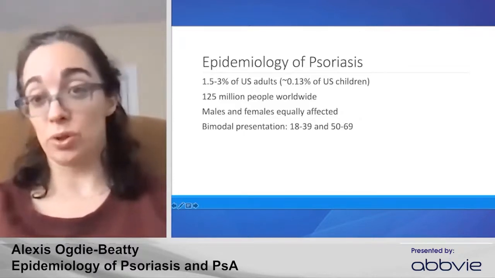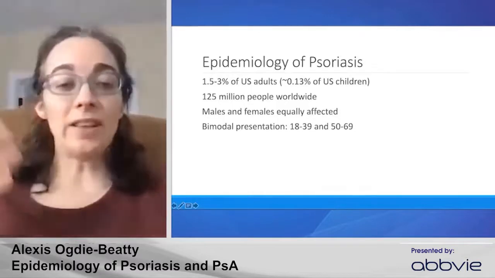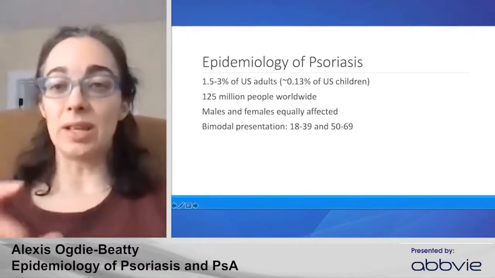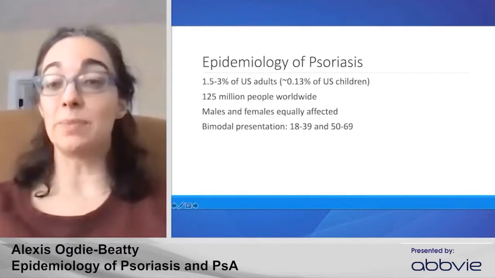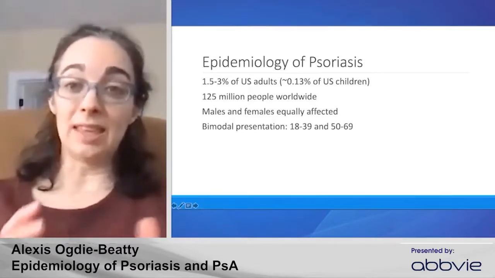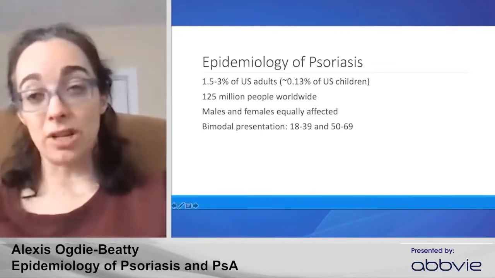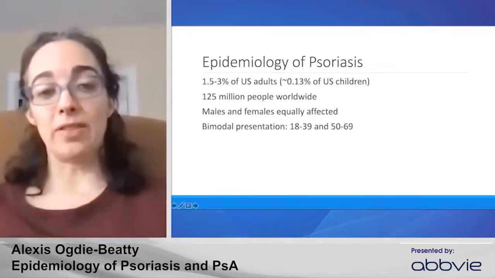This is also true in psoriatic arthritis, equal male-female predilection. And finally, the age of onset. So in psoriasis in particular, there tends to be a bimodal presentation. And this presentation tends to be in the 18 to 40 range or in the later 50 to 70 range. So it's kind of that earlier group and the later group.